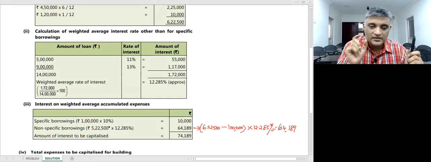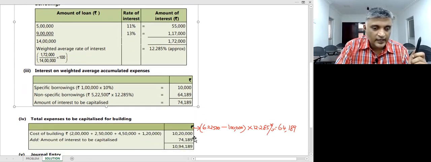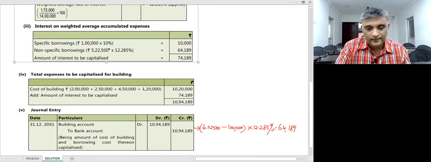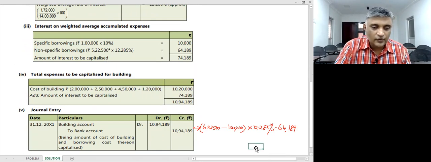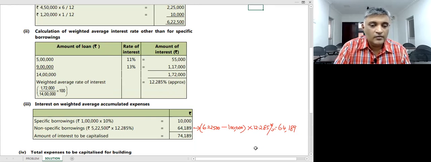So if you want to have one separate entry, I'd say building to bank, right? The total amount spent is 10,20,000 plus 74,189. So it will be 10,94,189. Cost of building is 10,20,000 plus the amount of interest to be capitalized is 74,189. So it's going to be 10,94,189. So the entry is building account debit to bank 10,94,189. Okay, pretty straightforward answer, but it requires 5 working notes for this. Okay, hope it's clear.